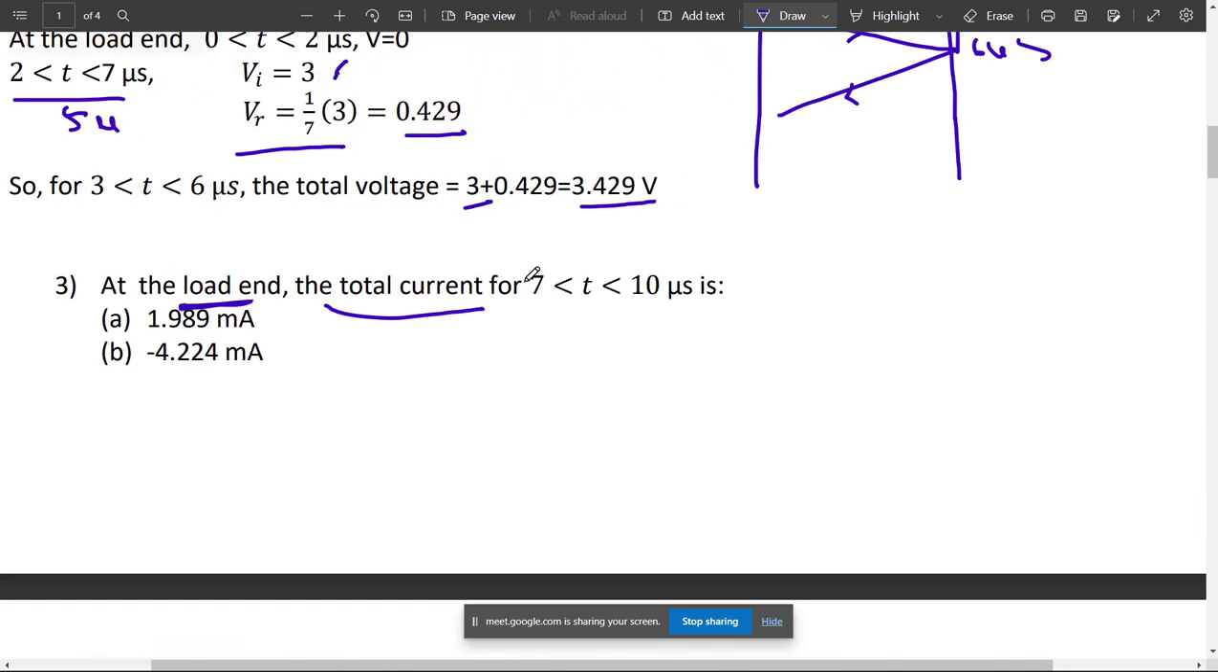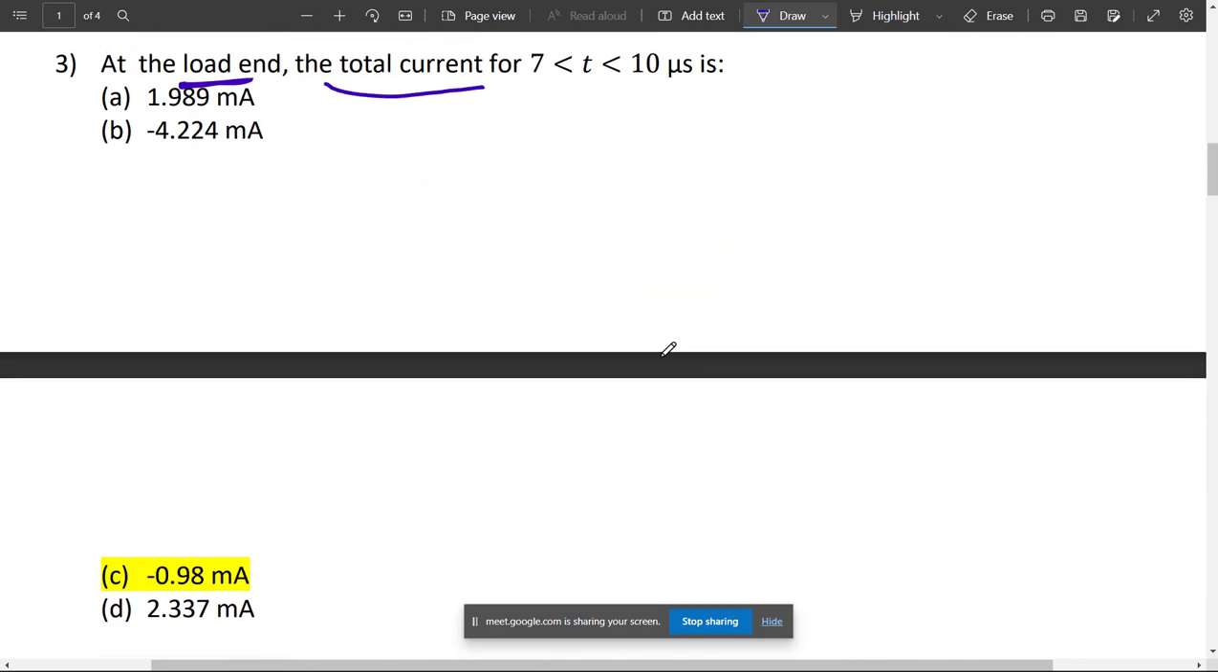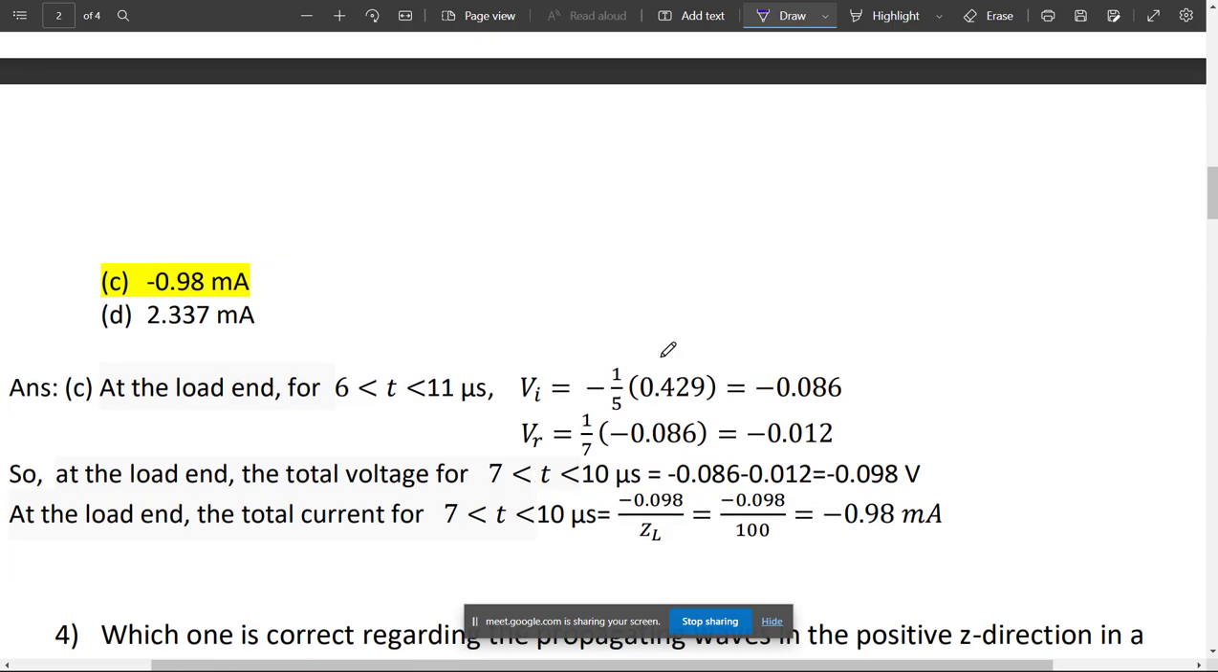There will be some reflections, right? Transit time के बाद है ये चीज, so there will be some reflections. So let's go and see how to solve this question. Okay, so at the load end from 6 to 11 microsecond, that is 5 microsecond.